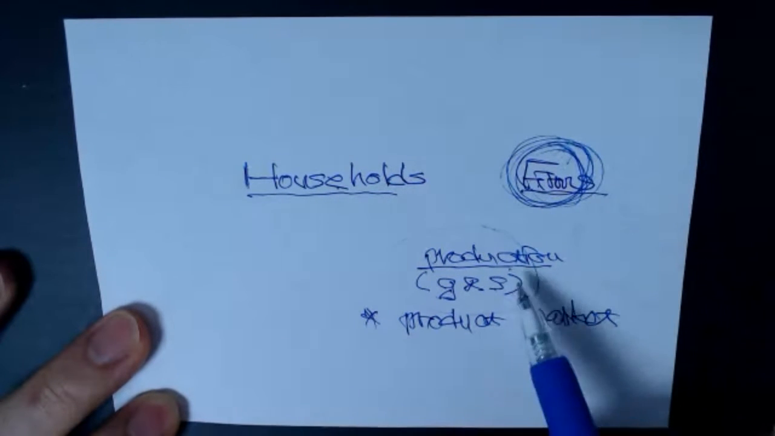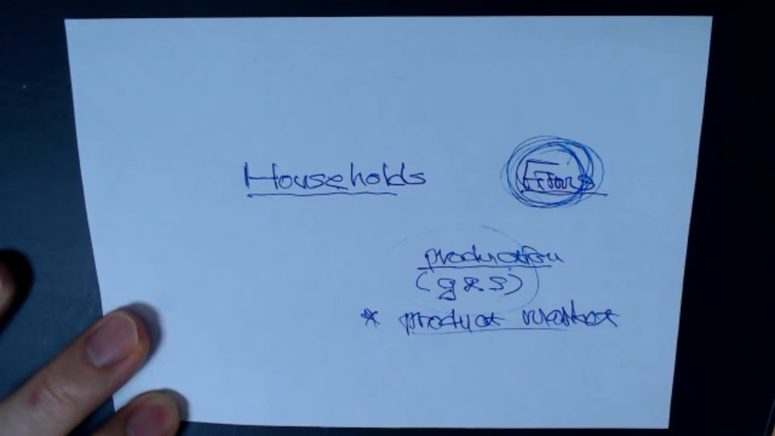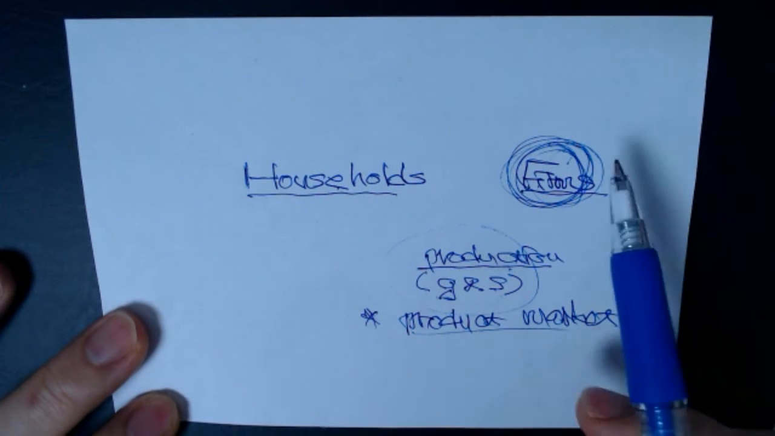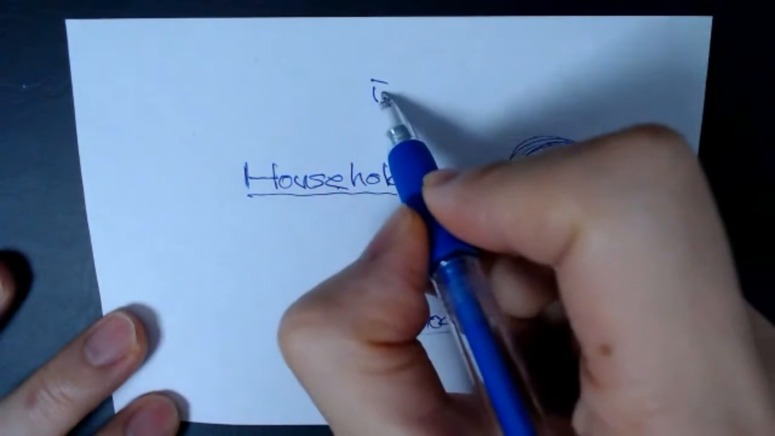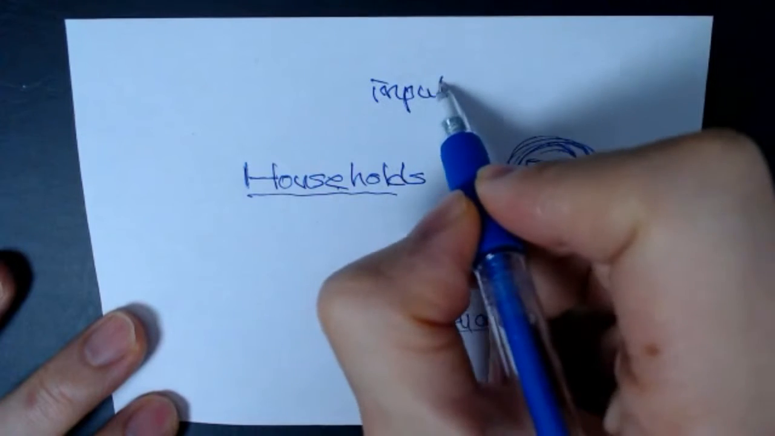But how can firms produce these goods and services? With bare hands? No, firms cannot produce things with bare hands. They need something we often call inputs.